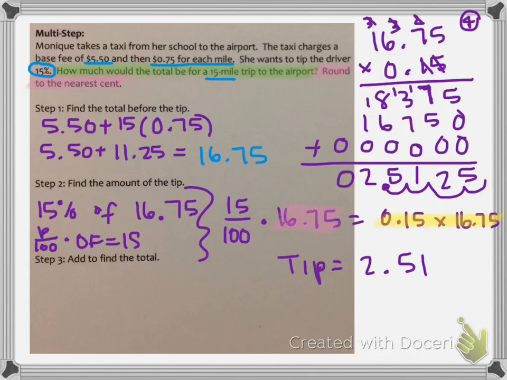That means the very last step of our problem is to add to find the total. So we're going to take the $16.75, which was the total before the tip, and we're going to add it to the $2.51, which was the tip. So we'll do $16.75 plus $2.51. And we'll be able to find the answer. So why don't you go ahead and pause the video so you can solve and then press play to check.